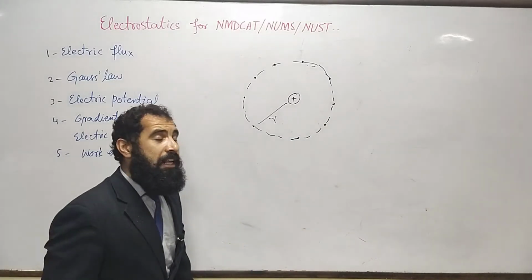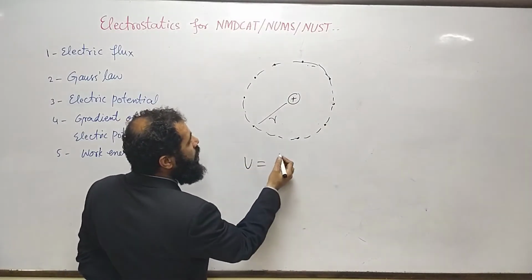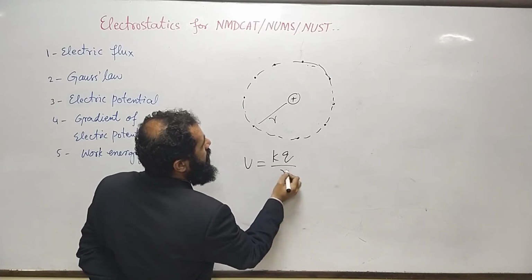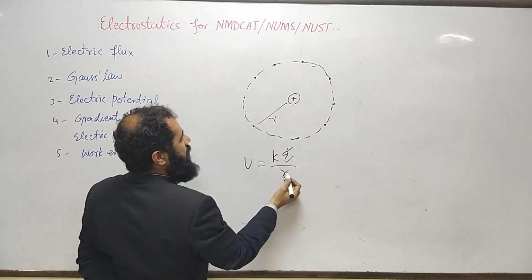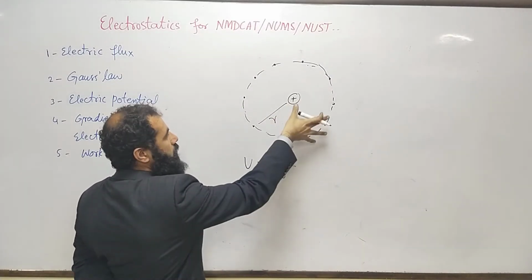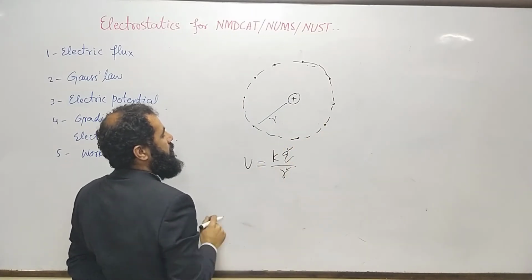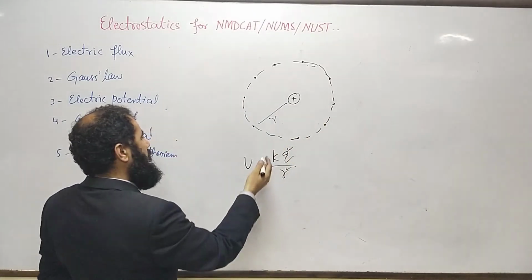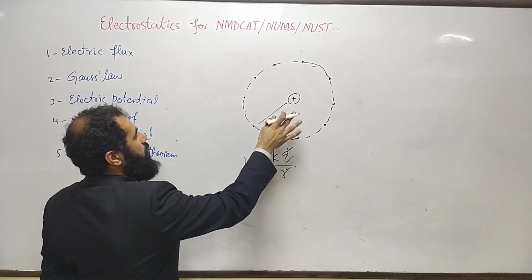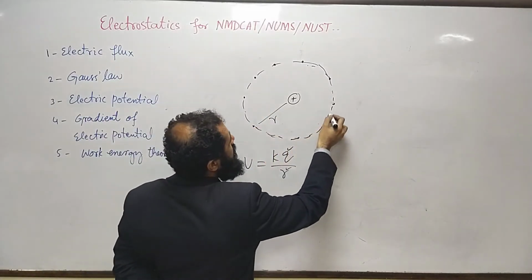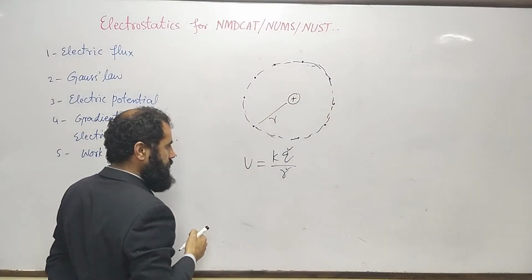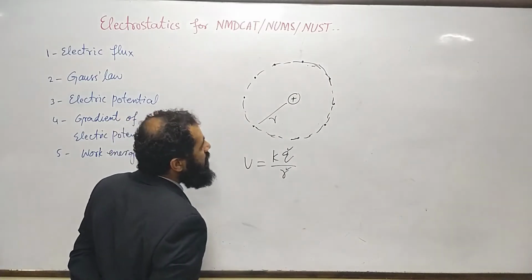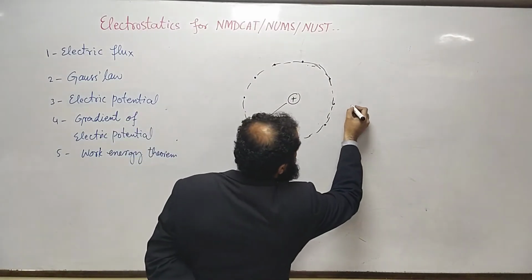Why same result? That is because potential only depends upon the source charge, the position with respect to that source charge, the separation from that source charge, and upon the medium. I assume free space, so at all these points the potential is same. What is the potential at this point here?